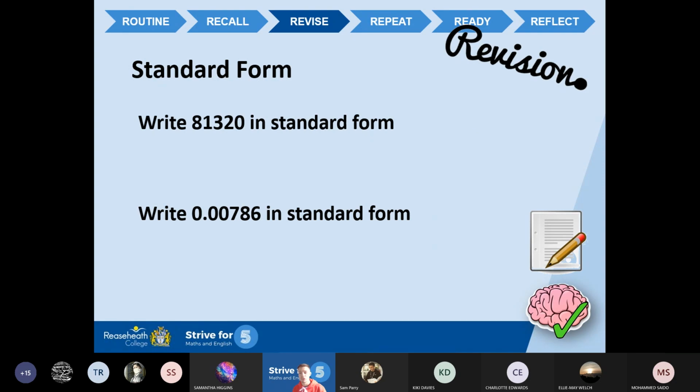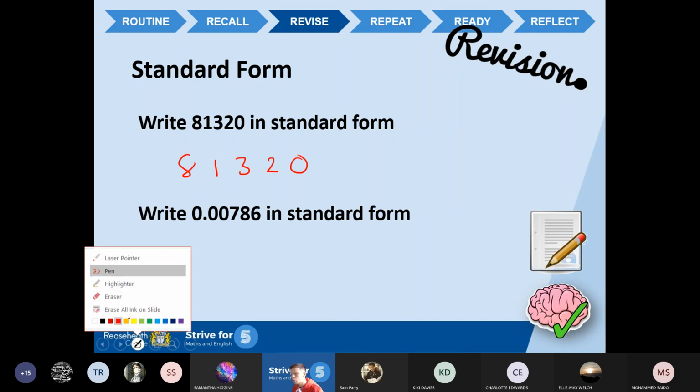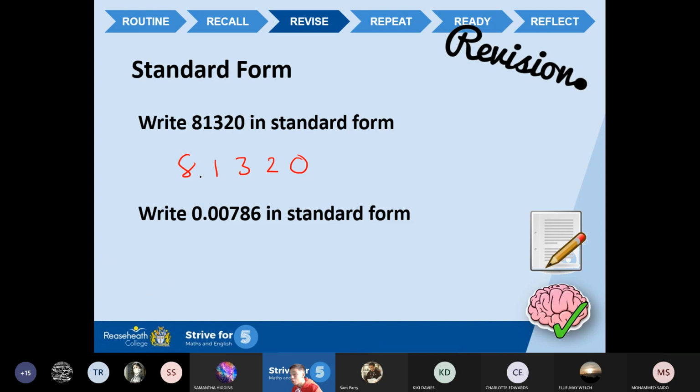Now, what you may have to do is give an ordinary number as standard form. So I'm going to show you how to do that now. So let's have a look here. So we've got 81,320. That's that number written out. Bigger, more clearer for me to work with. Now, the decimal point always goes after the first actual number. So there it goes. Okay, so what am I left with? 8.132.